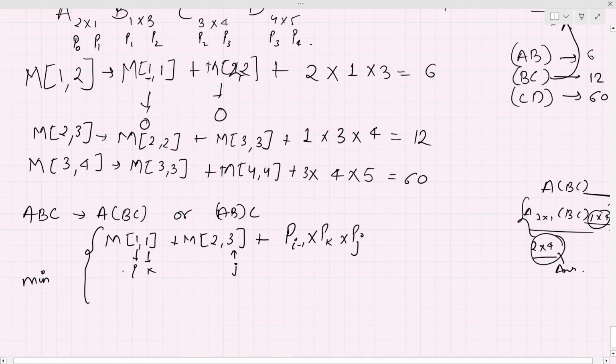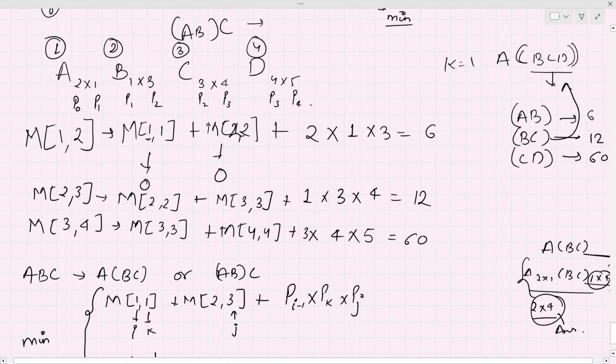Okay, so I write this P1 comma 1. When we are multiplying our own matrix, the result is 0. 2 cross 3, we know the result. 2 cross 3 means multiplication of B and C. What's the value? Value is 12.